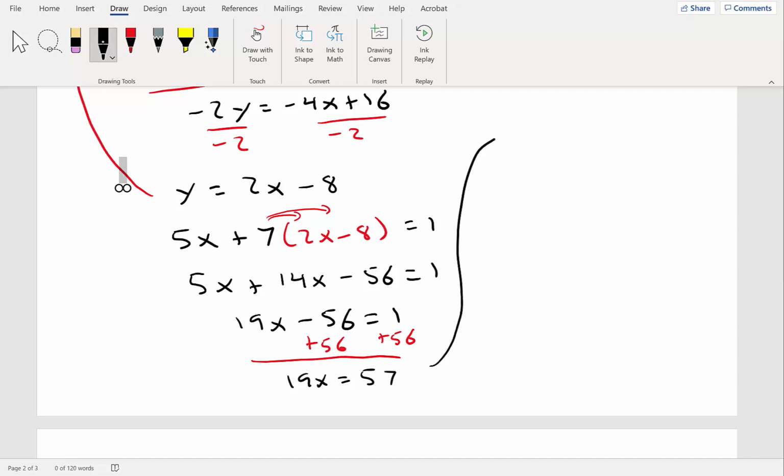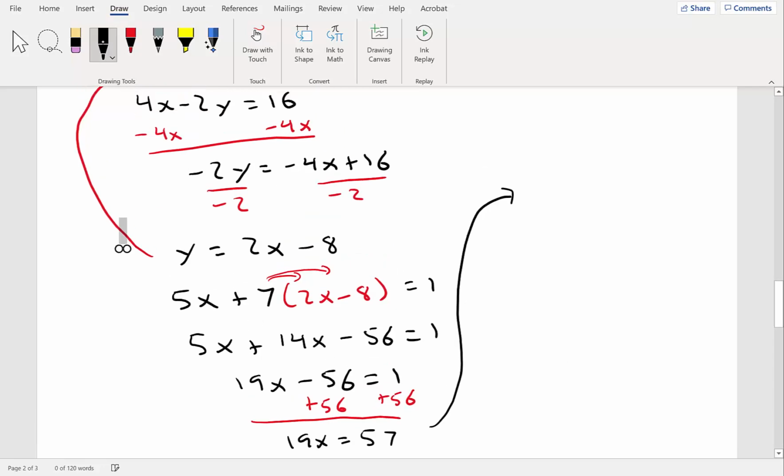Now let's go up top here. So we have 19x is equal to 57. Now let's go ahead and divide both sides by 19. So we get x is equal to, so now 57 divided by 19 gives us 3. So we solved for x, now we still have to figure out what y is equal to.